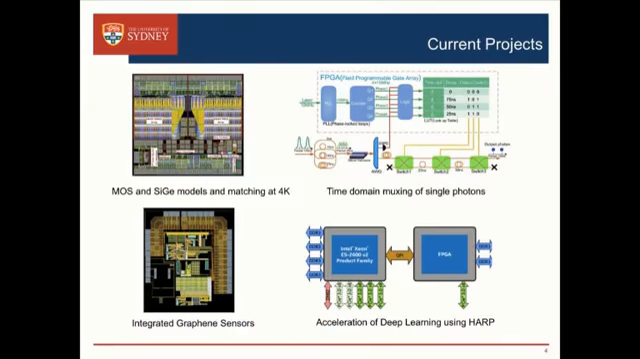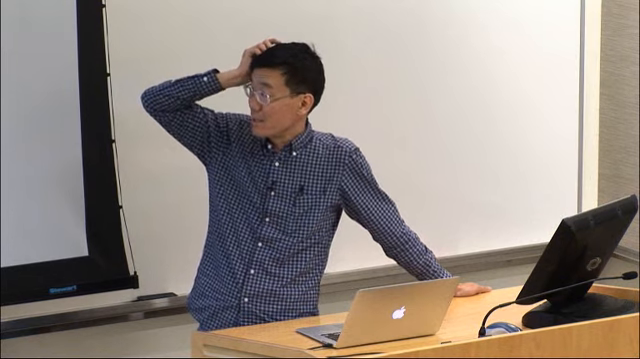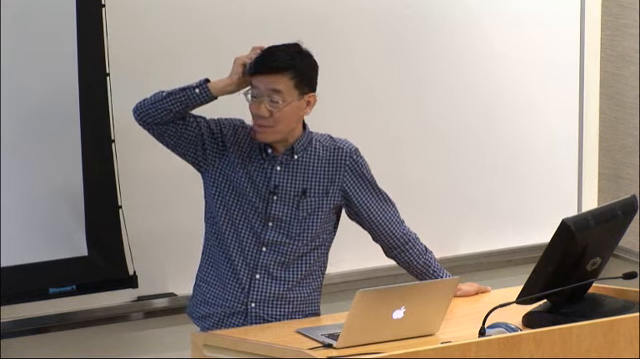We've been working actually in collaboration with Microsoft Research on transistor matching at low temperatures for quantum applications. So what we're doing now is that we're measuring arrays of transistors in both conventional MOS technology and silicon germanium technology, and trying to understand their matching properties, and also trying to develop wide temperature range models for them.